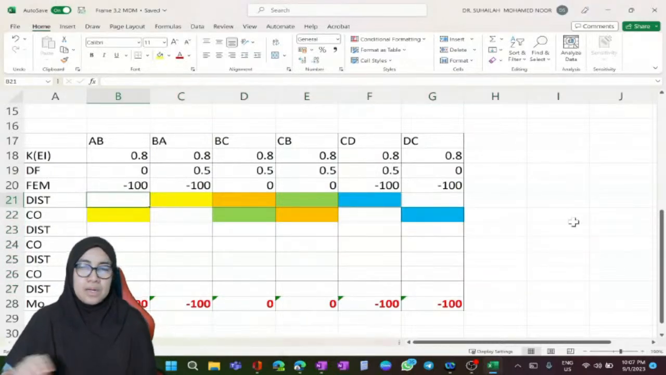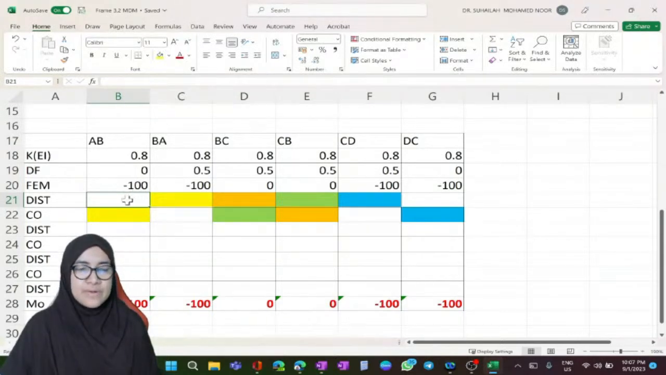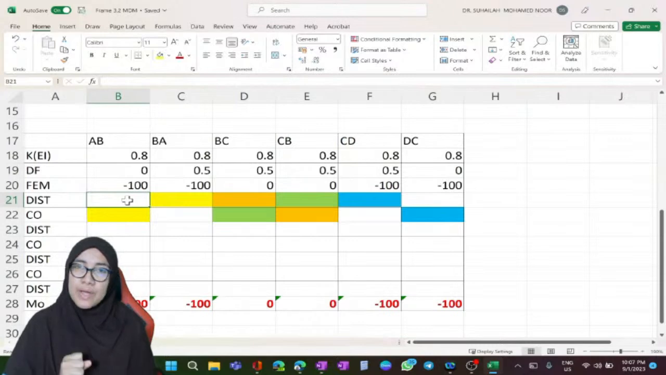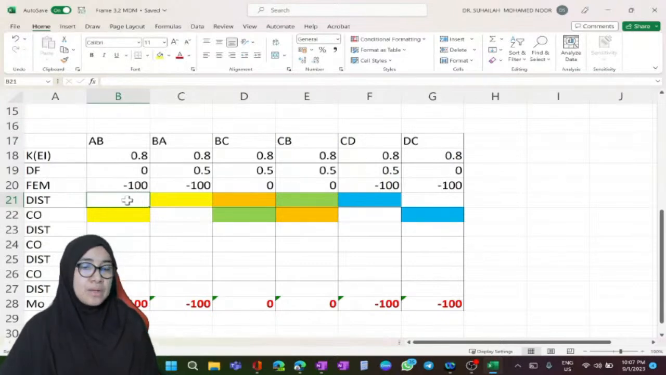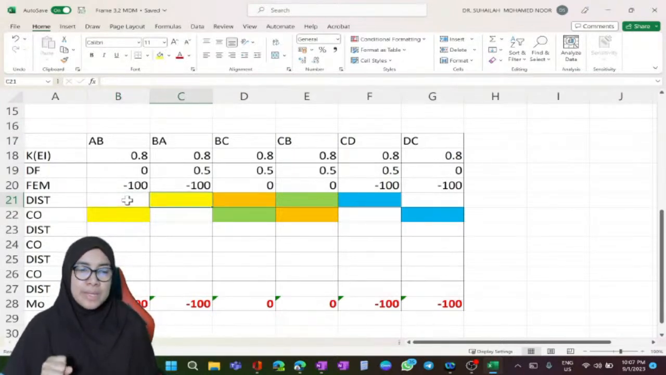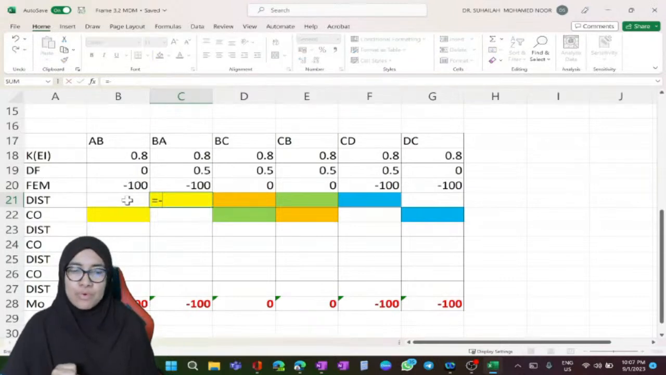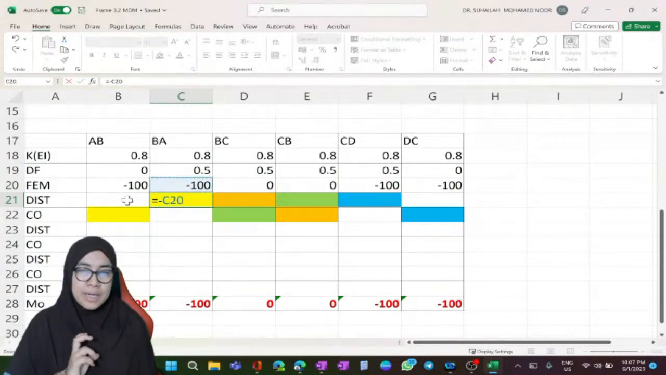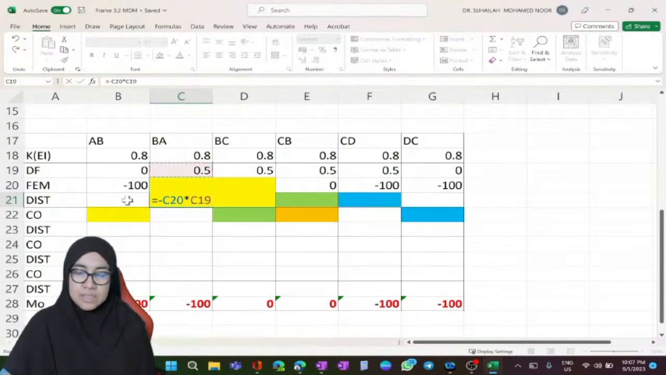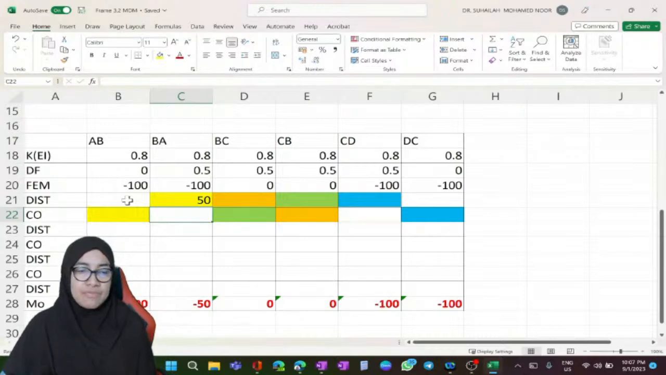Okay, the first distribution is for joint A. However, joint A, the factor is 0, so we get 0. Okay, we move to joint B. Joint B, we have BA and BC. So always remember that joint moment is opposite with member end moment. So we have to put negative to represent the opposite condition. So it is negative 100 plus 0. We have to times with the factor. The factor is 0.5. Okay, so we get positive 50.